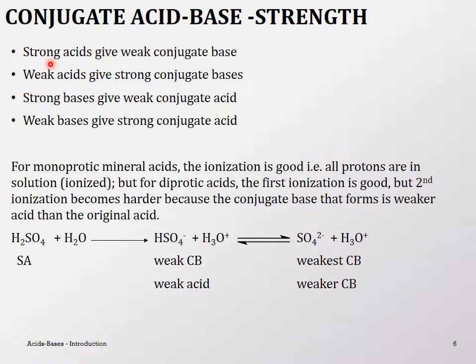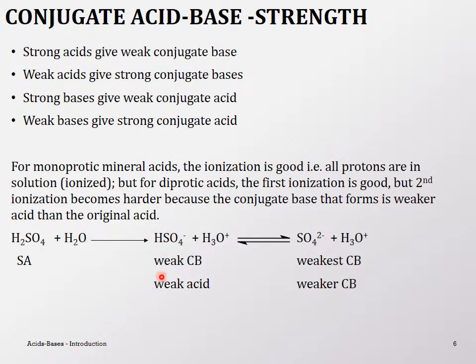Because once you know it's a strong acid, you know it's going to form a weak conjugate base. So this reaction is happening. A weak acid will give a strong conjugate base. Obviously, this reaction is not going to happen, because you can't have stronger acids and bases as products. So that's where this becomes really useful.